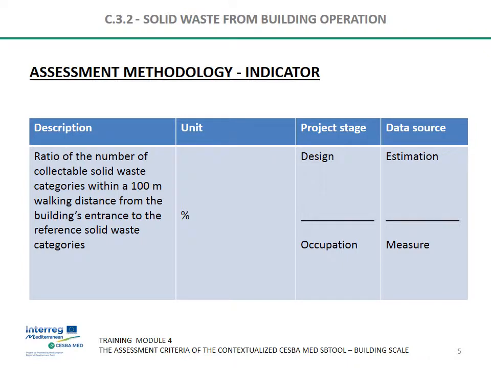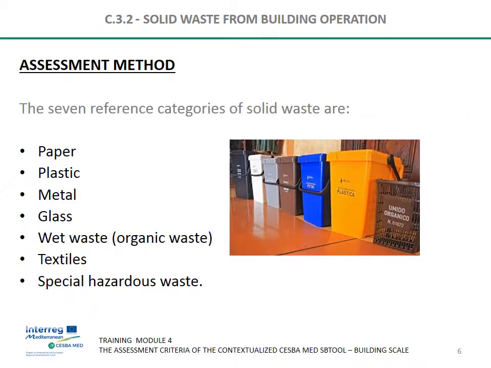The indicator is expressed as a percentage, so it's basically the ratio of the number of collectible solid waste categories within 100 meters distance from the building's entrance to the reference solid waste category. So it's expressed as a percentage and is based as an estimate during the design stage, and an actual measurement can be carried out during the occupation stage. The 7 categories considered in this indicator are paper, plastic, metal, glass, wet waste, textiles, and special hazardous waste as separate waste collection points.